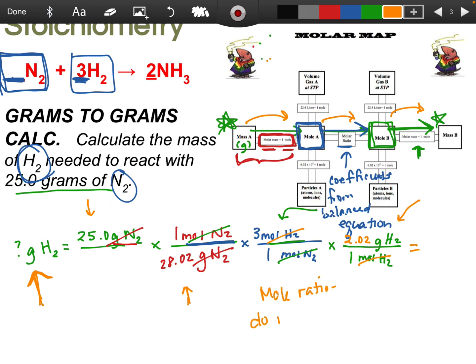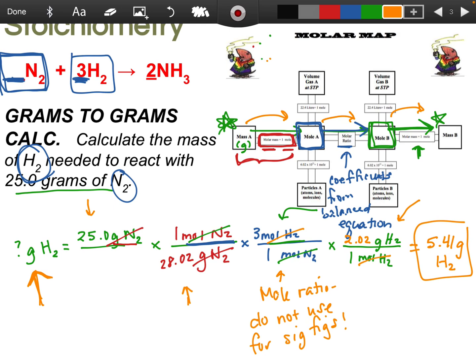you do not use 4 sig figs. So you do not consider your mole ratio for sig figs. And then this last number, 2.02, has 3 sig figs. So our answer will be in 3 sig figs. So we would round our answer to 5.41. And then it would be grams of H2.